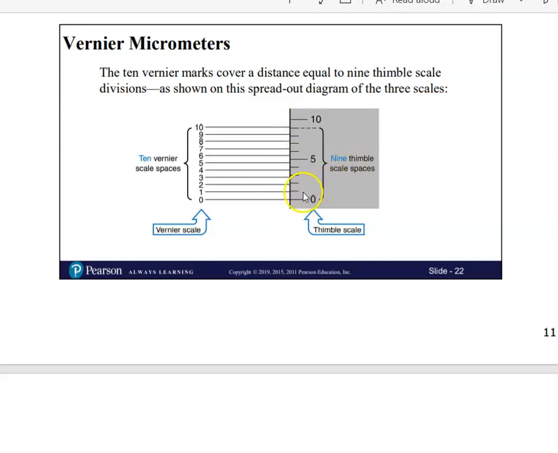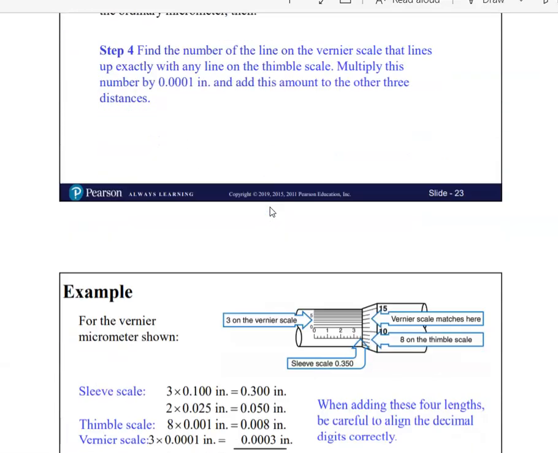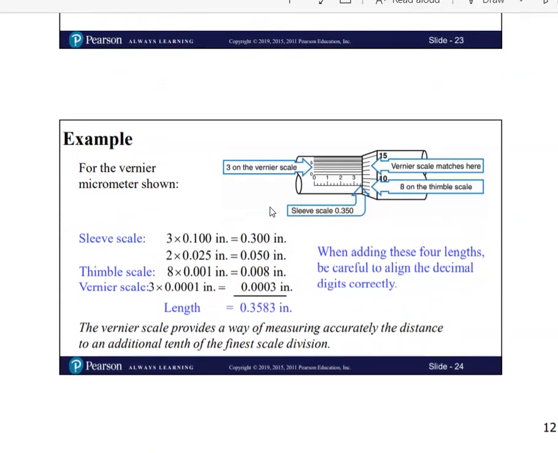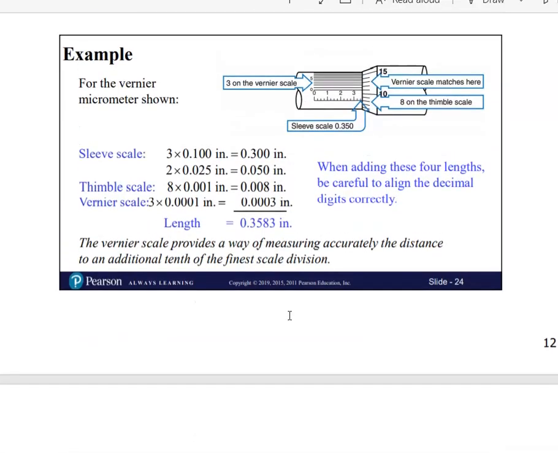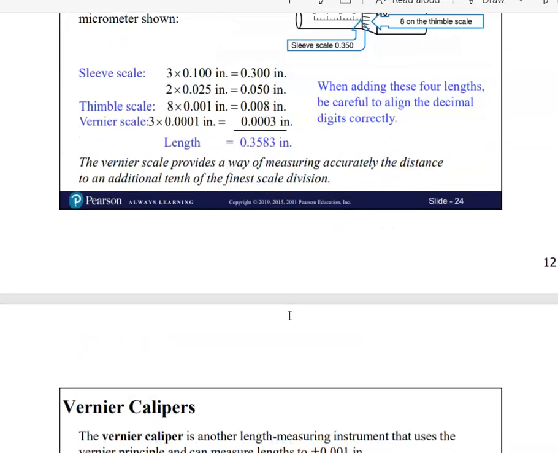So 9 thimble spaces takes up this much room, and it looks like it's closest to this top one. Okay, and so on the vernier scale on this one, they've got this number, and it went 1, 2, it was pointing at 3, so they multiplied that by the thousandths, then they added it to the rest of the numbers that we had before using the other drawing.